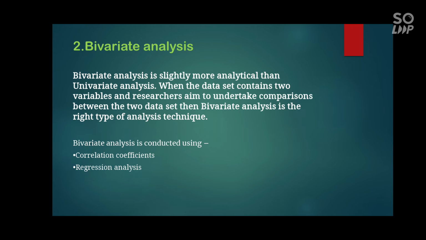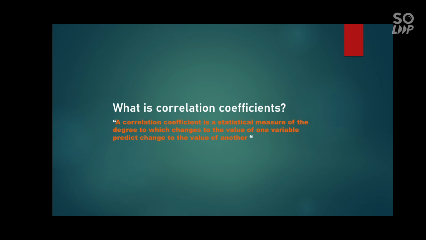Bivariate analysis. Bivariate analysis is slightly more analytical than univariate analysis. When the data set contains two variables and researchers aim to undertake comparisons between the two datasets, then bivariate analysis is the right type of analysis technique. Bivariate analysis is conducted using correlation coefficients and regression analysis.